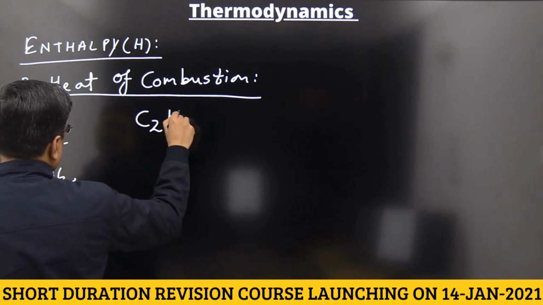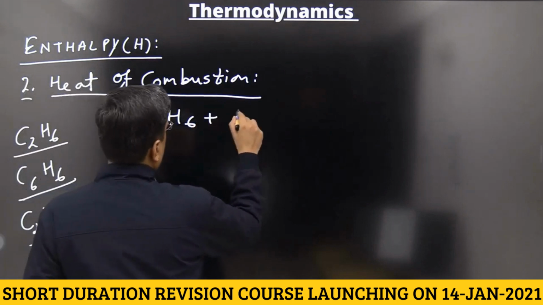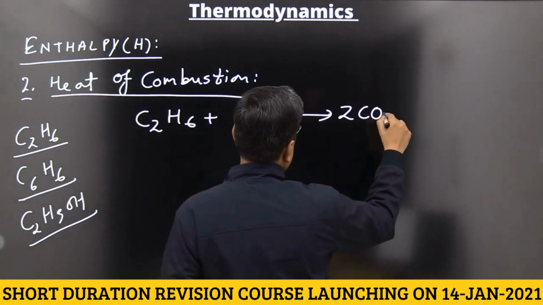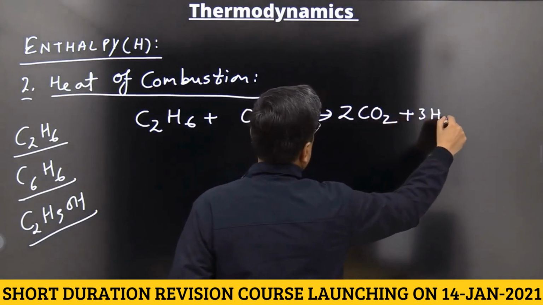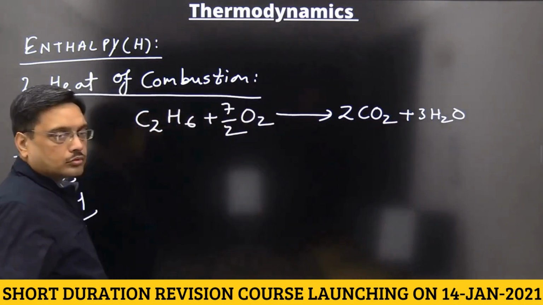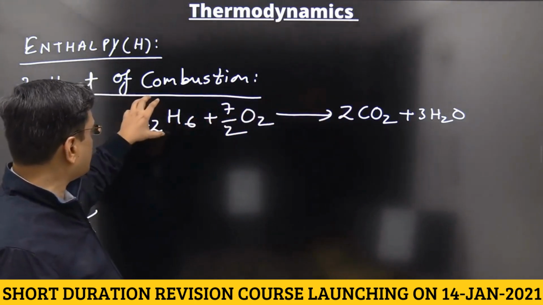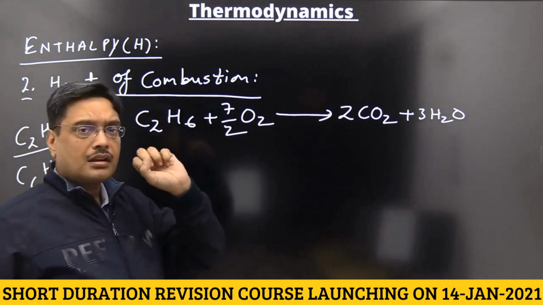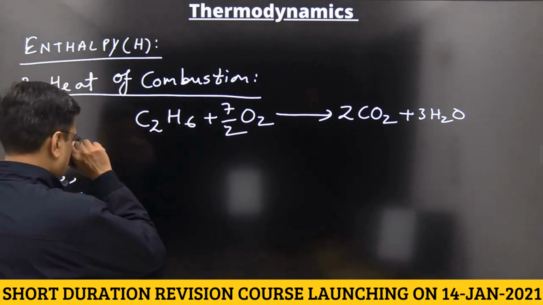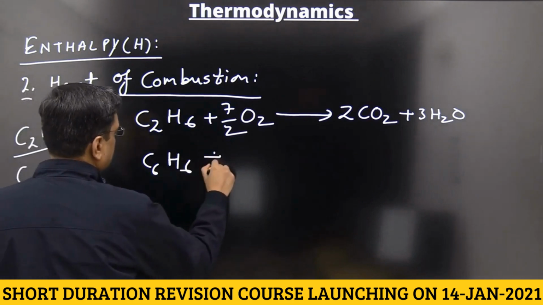See here, C2H6, its 1 mole is constant, plus oxygen gives how many carbon? 2 CO2, 3 H2O. 4 plus 3, 7, so it must be 7 by 2 O2. It may be in fraction, but the fuel cannot be any value except 1. Clear?